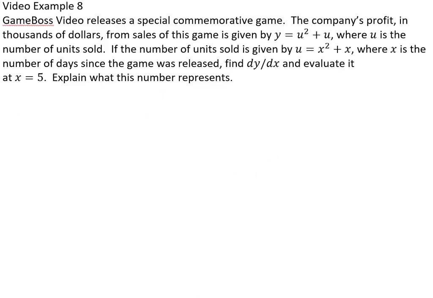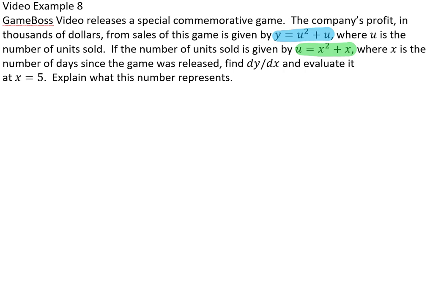This word problem talks about a video game company, and Game Boss Video releases a special commemorative game. The company's profit in thousands of dollars from sales of this game is given by y is equal to u squared plus u, where u is the number of units sold. If the number of units sold is given by u is equal to x squared plus x, where x is the number of days since the game is released, then it tells us to find dy dx. After we find that derivative, it asks us to evaluate it at x equals 5, and to explain what that means. From our last 3 questions, we should know how to do dy dx.